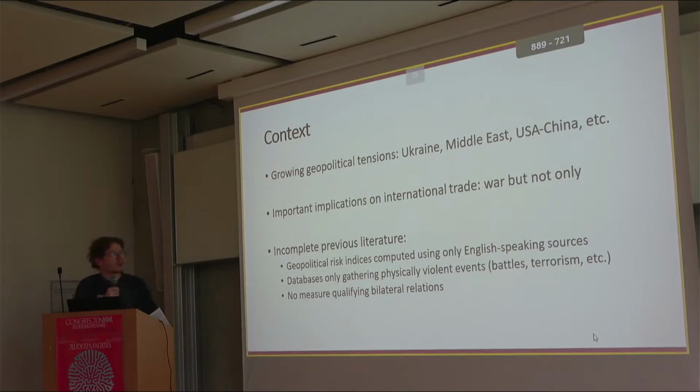I talk mainly about the conflict in Ukraine, but also, in a less violent way, about the tensions linking the USA and China. These have important implications on international trade, especially war, which has a particularly destructive effect. But it's also the case for non-violent physical events, which are not recorded in the previous literature, which basically consists of geopolitical risk indices that are computed using only English-speaking sources and only census physically violent events.